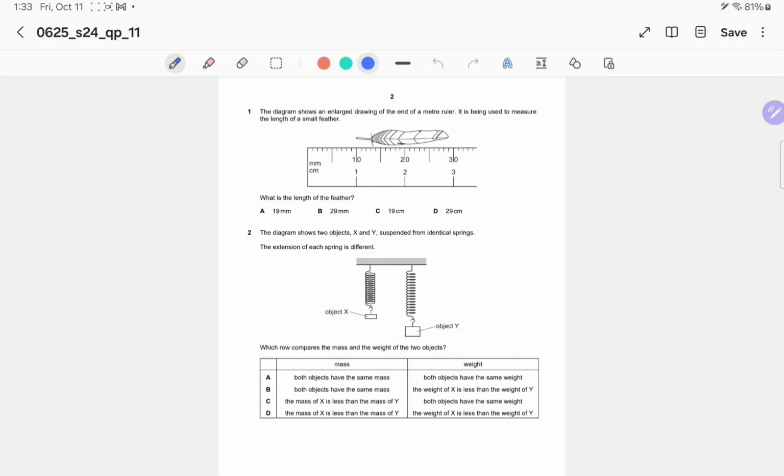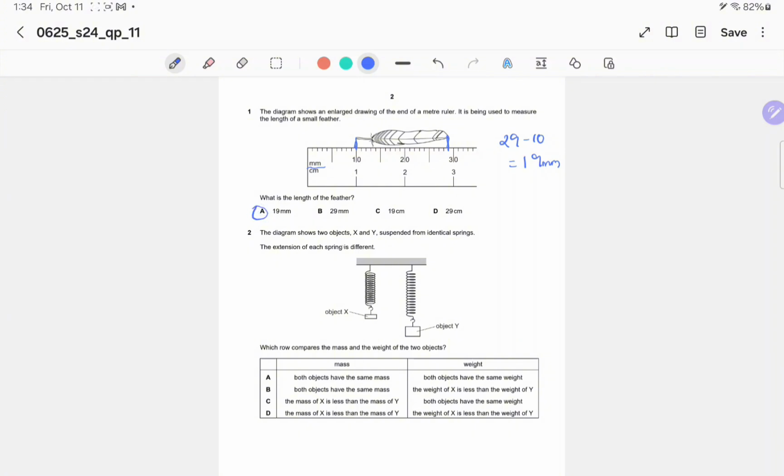The length of a feather. The diagram shows an enlarged drawing of an end of a meter ruler. It's been used to measure the length of a small feather. What's the length of the feather? When you make it a clear diagram, it's here 29 and here it is 10. So 29 minus 10, it is only 19 mm. It's a mm ruler. So first one is the answer.